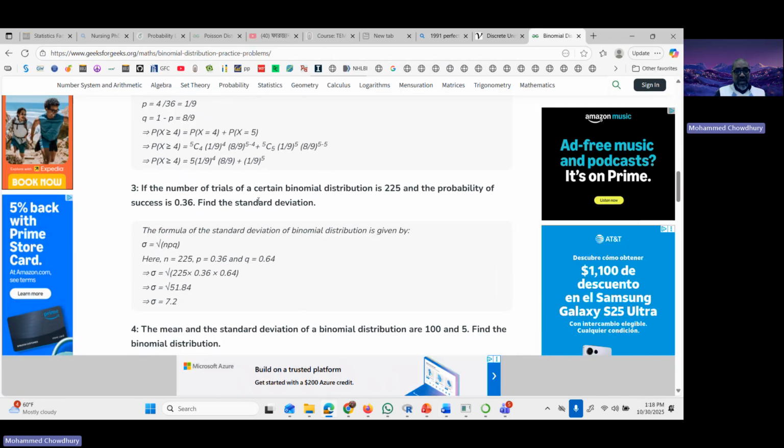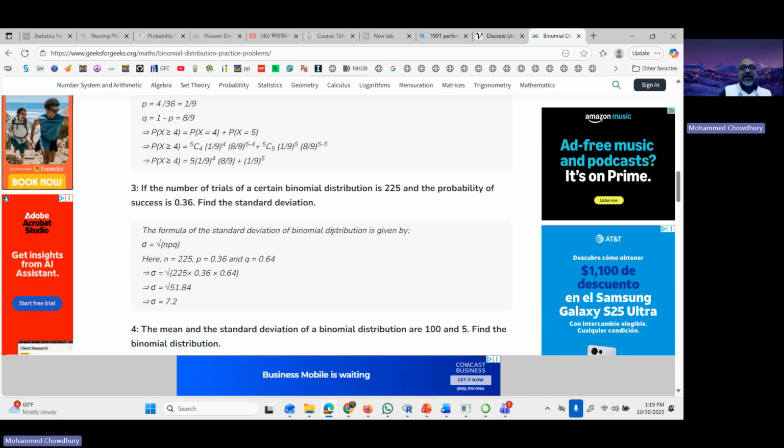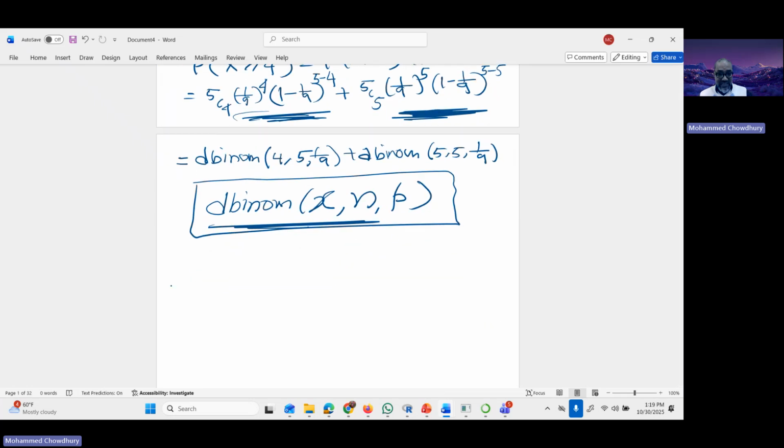If the number of trials of a certain binomial distribution is 25, that means n equals 25, and the probability of success is 0.36, find the standard deviation. How can you find the standard deviation? The standard deviation formula is the square root of n, p, q. This is the standard deviation formula, right?